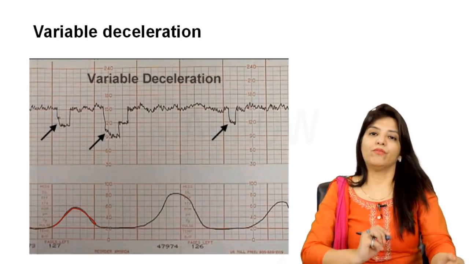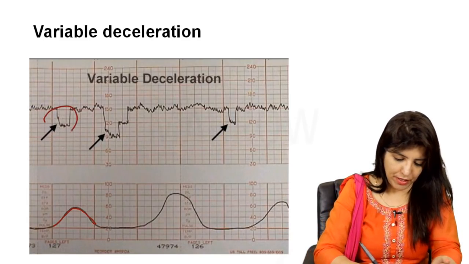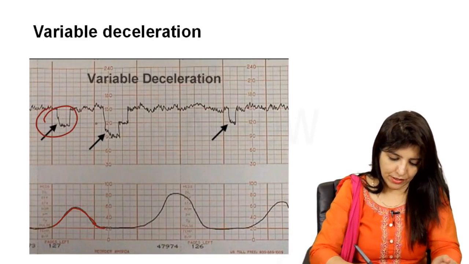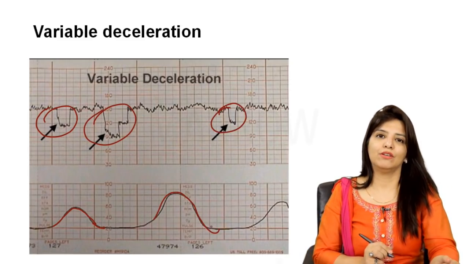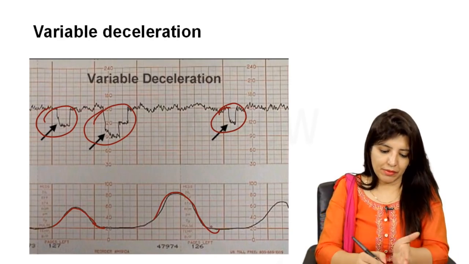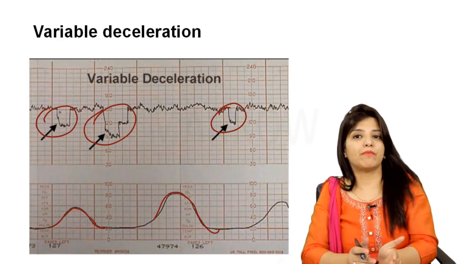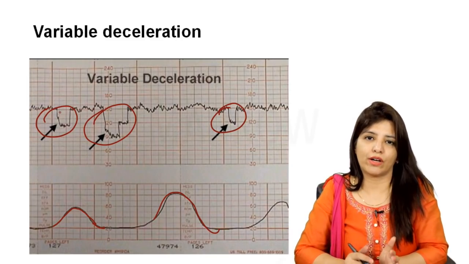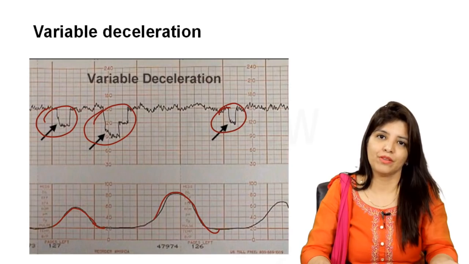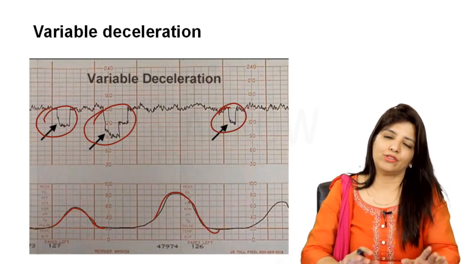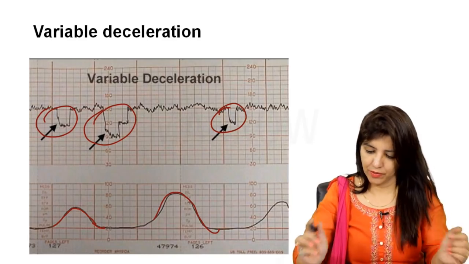So let's have a look at a CTG showing variable deceleration. This over here is the uterine contraction. This is the dip here, right? This is the dip here and this is the dip here. This is the uterine contraction. You can see that sometimes the dip is happening at the beginning of the contraction. Sometimes it is happening at the end of the contractions. And sometimes there is no relation at all to the contraction, right? So this is called variable deceleration. Clear?